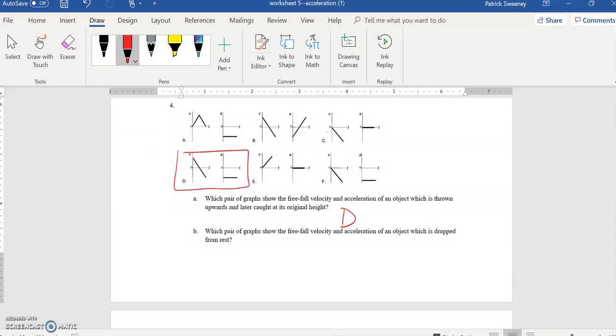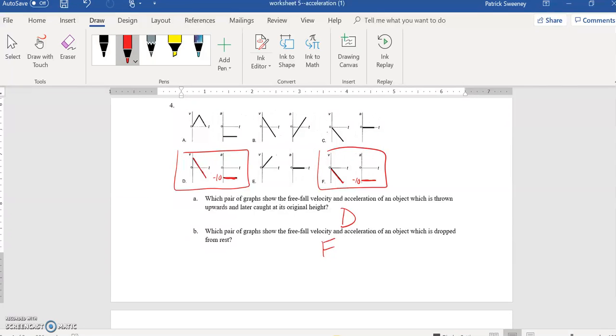We throw it up, slowing down, slowing down, slowing down, turns around, speeds up in the negative direction, and the acceleration the whole time is negative 10. And letter B, which pair of graphs shows the free fall velocity and acceleration of an object which is dropped from rest? That's going to be picture F. We made that graph yesterday. Speeds up in the negative direction, and again, your acceleration is negative 10.